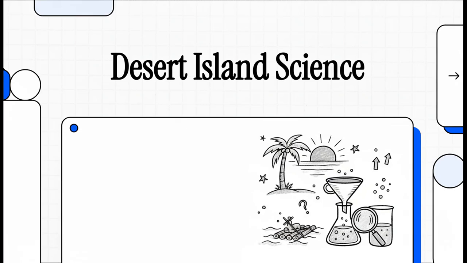So, you're stranded on a desert island. How can a little bit of basic science actually save your life? Today, we're going to tackle that classic survival scenario and explore the chemistry that can turn a totally hopeless situation into a puzzle you can actually solve.